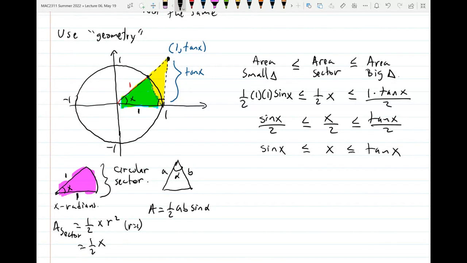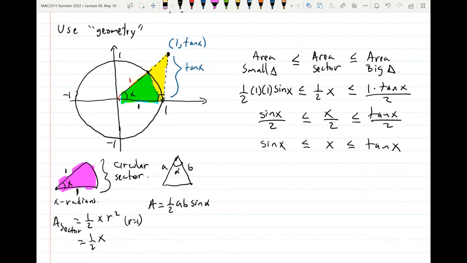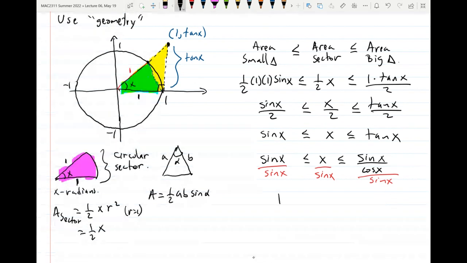So now that's not really what I want. I want to have sine of x over x in the middle. So I have to work a little bit more. Now remember, tangent is sine over cosine. So let me rewrite it. Because I want to have a sine, I'm going to divide everything by sine, because that's going to give me a sine in here. But then I divide by sine here and I divide by sine here, giving us 1 less than or equal to x over sine less than or equal to, so let's see, the sines cancel out and we get 1 over cosine.